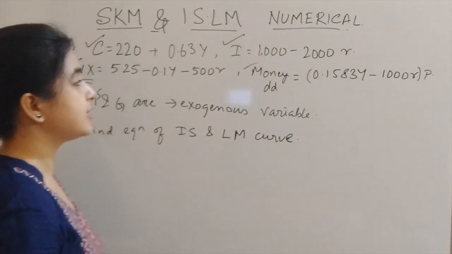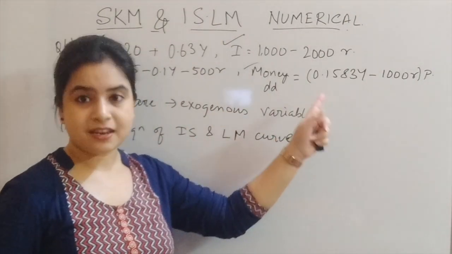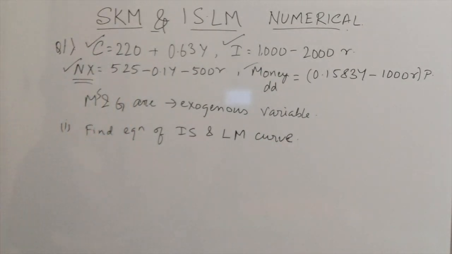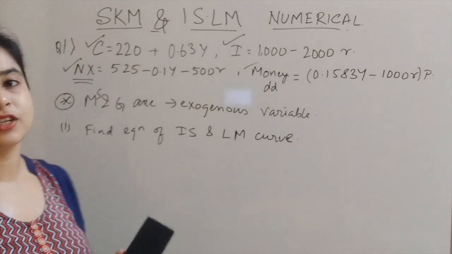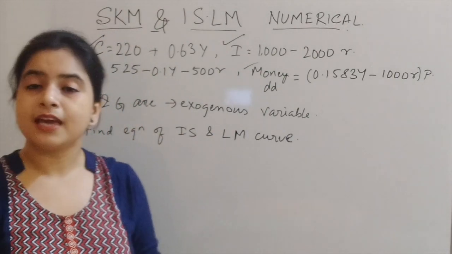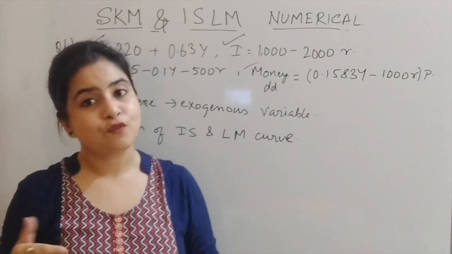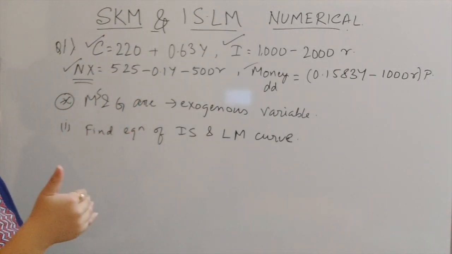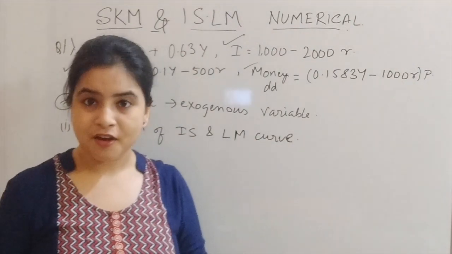And here we have finally the equation for the money demand, that is (0.1583y minus 1000 R) whole into P. And here they have given us some extra information about what the endogenous and exogenous variables are. The endogenous variables, obviously we know it well, are the variables that we are going to obtain from the system. And the values that are provided from outside the system, that is here the money supply and the government expenditure, these are the exogenous variables.